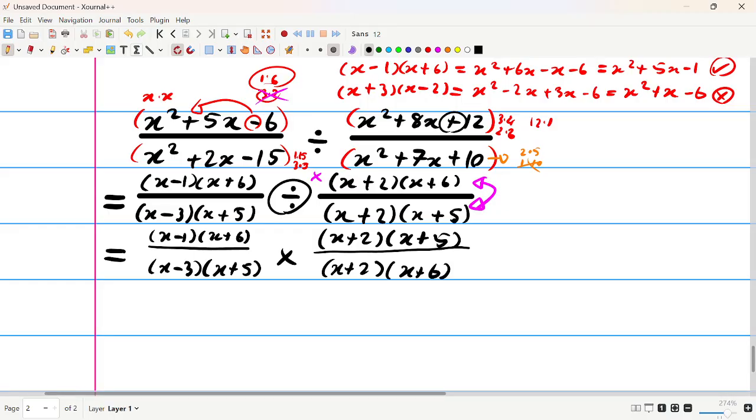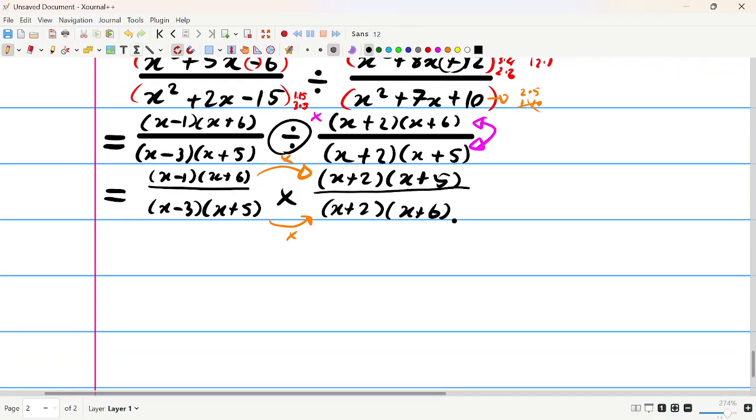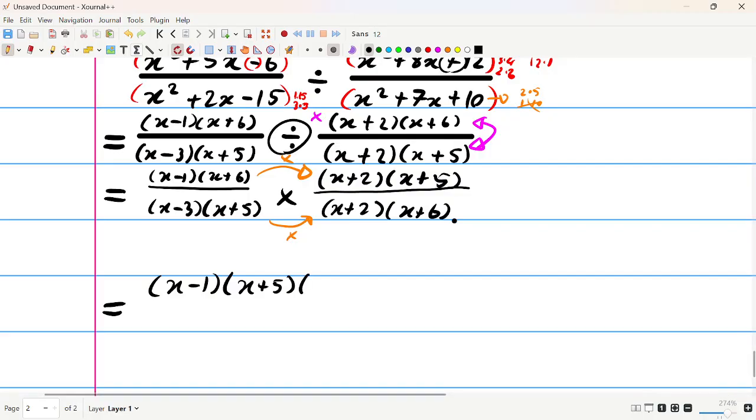Okay. And now we want to write it as a singular fraction. Because we have multiplication of two fractions, we can take the numerators and multiply them together, and take the denominators and multiply them together. And what are we left with? We are then left with x minus 1 multiplied by x plus 5. And then we multiply it by the other numerator, which is x plus 2 multiplied by x plus 5. And then we just divide this over here.